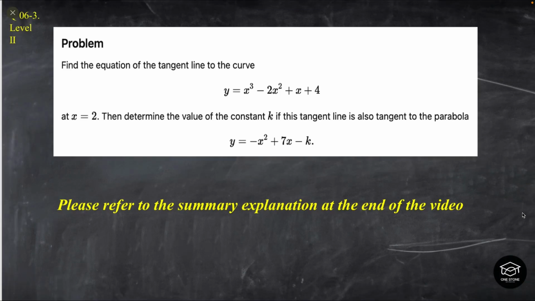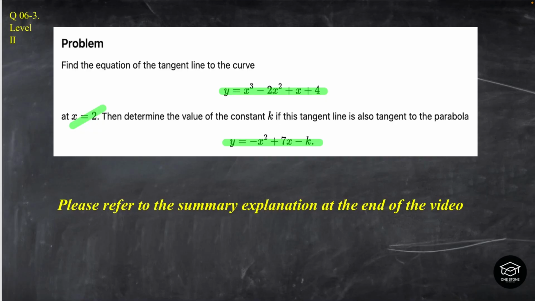Today's problem is the following. We have the cubic function y equals x cubed minus 2x squared plus x plus 4. We want to find the tangent line to this curve at the point where x equals 2. Then we are told that this tangent line is also tangent to the parabola y equals negative x squared plus 7x minus k. Our goal is to determine the value of k.